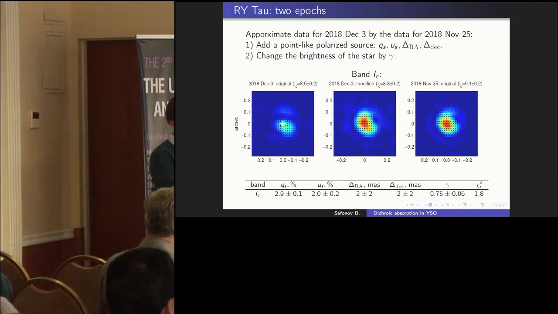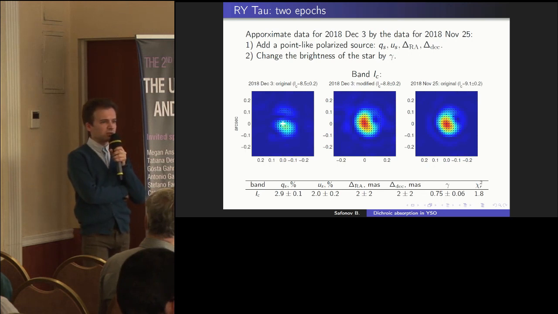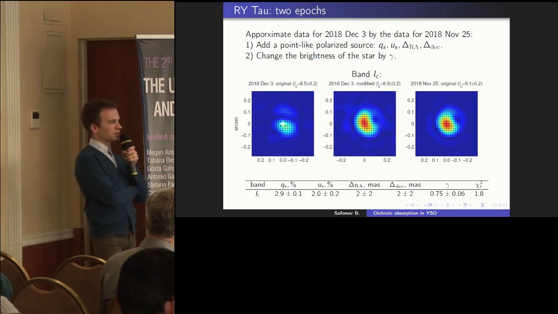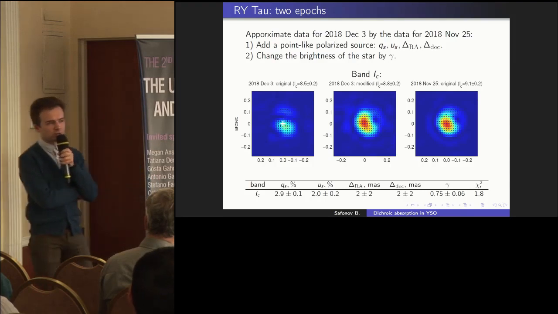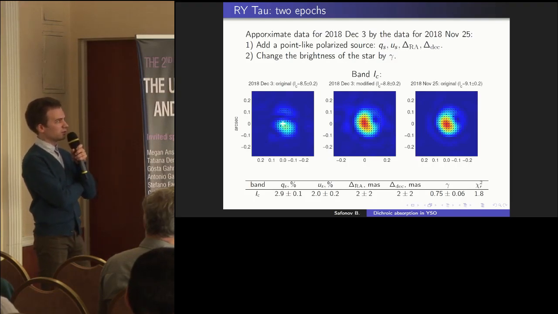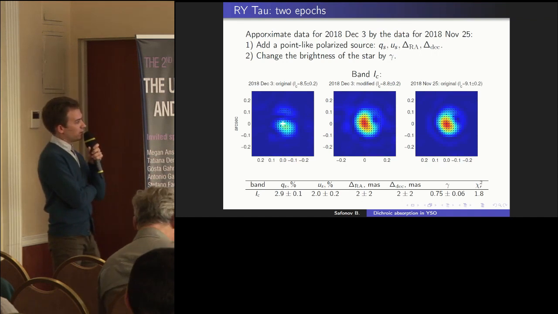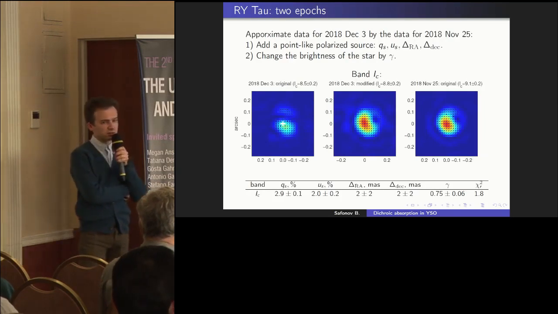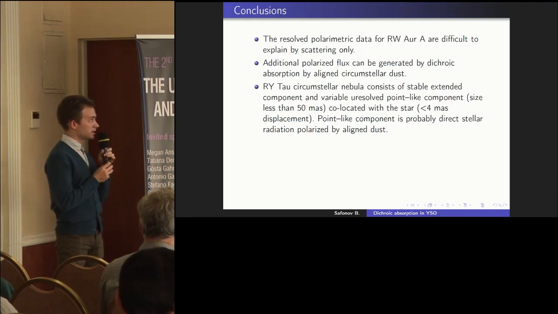Of course, in order to correctly interpret this data, we need Monte Carlo radiation transfer modeling of this source. But please remember that it is not so easy to get a polarization of 3% while the drop in magnitude is just 0.5 magnitudes, and in the case of this object, you have to do this in less than a week. At the moment, we can say just that it is very suspicious, and probably it can be explained by dichroic absorption of direct stellar radiation on aligned dust.